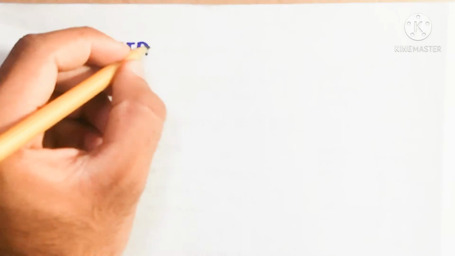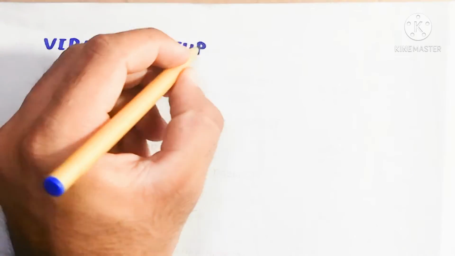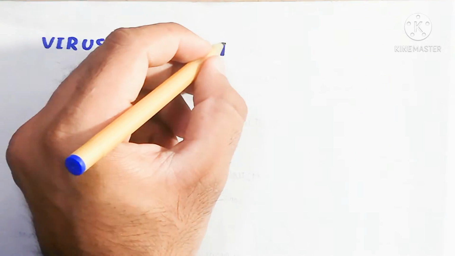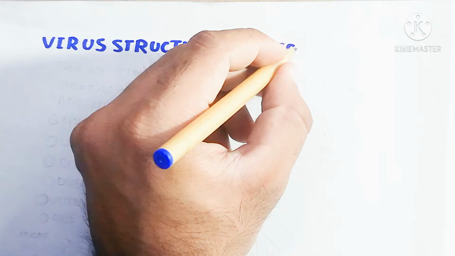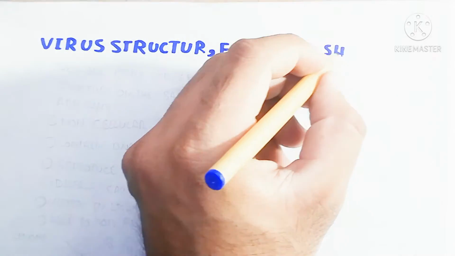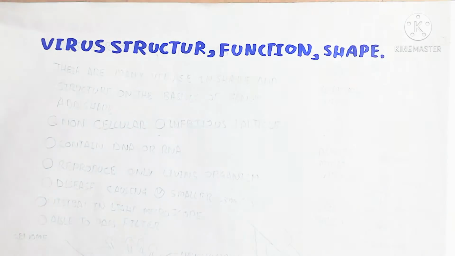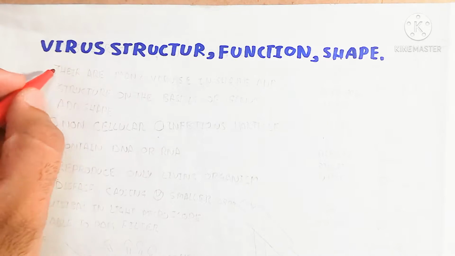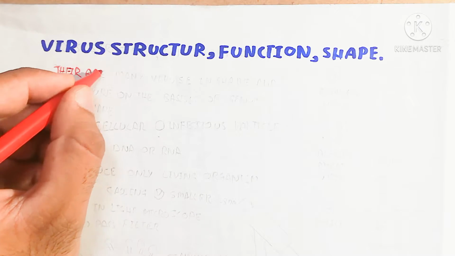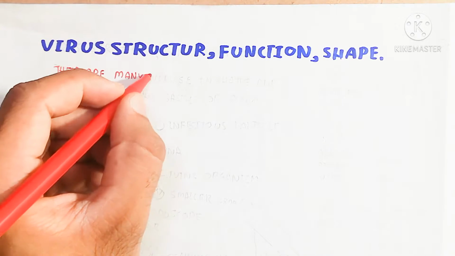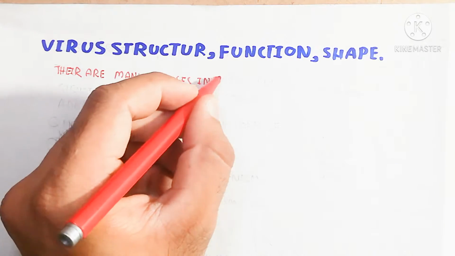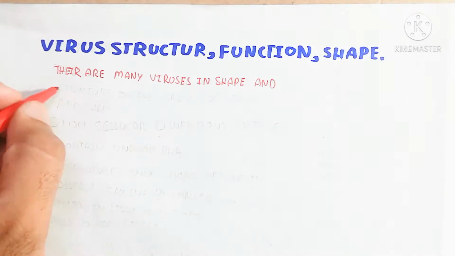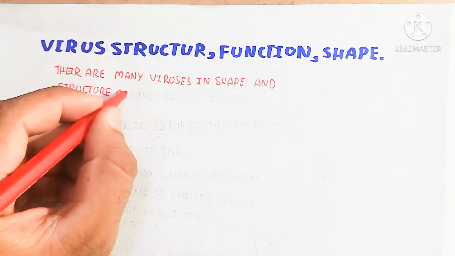So today we will discuss the virus structure, function and shape, and some important characteristics. The virus is basically a non-cellular infectious particle. There are many viruses that vary in shape and structure on the basis of genome and shape. So the virus is a non-cellular infectious particle.